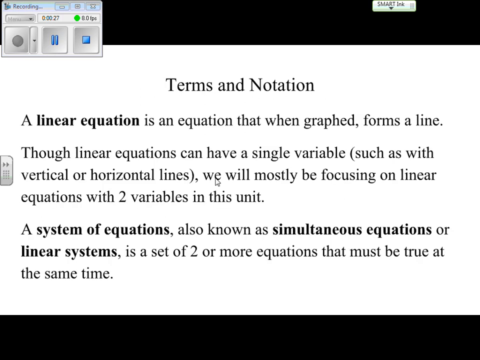So just a quick reminder that a linear equation is an equation that when graphed forms a line. We'll be dealing with systems of equations here today, also known as simultaneous equations or linear systems. And for those, we'll have two different equations where we graph them at the same time, and we want to find out where those lines intersect so that we have values, both x and y values, that work for both equations.